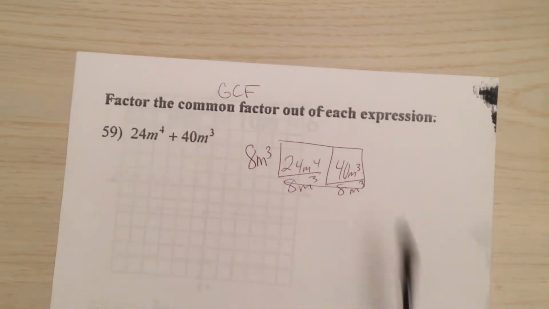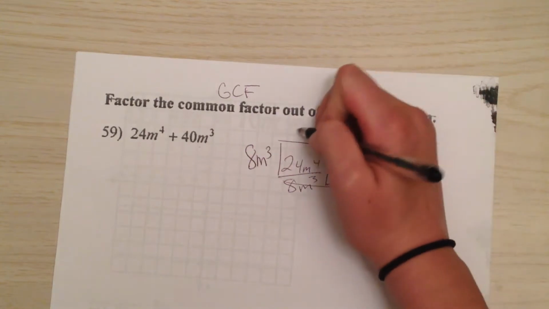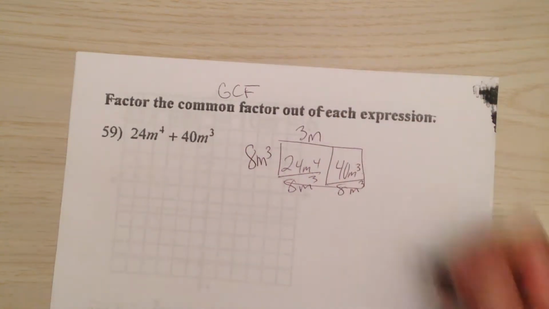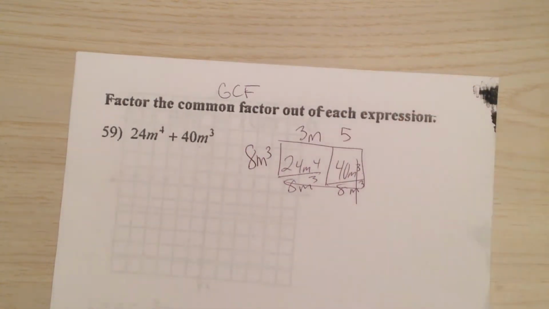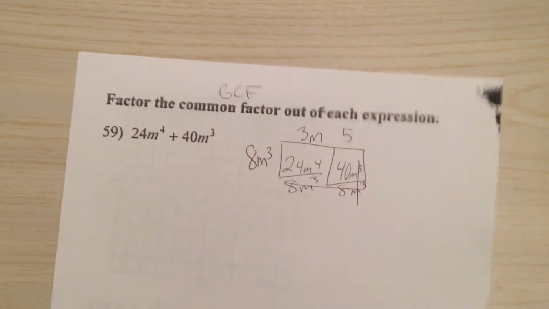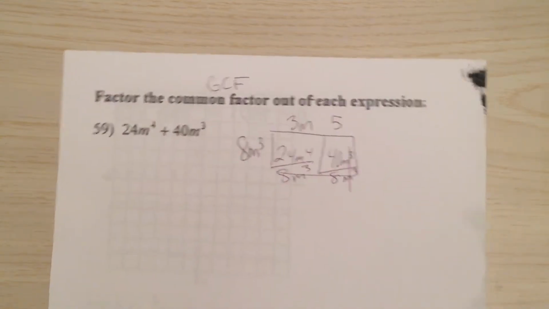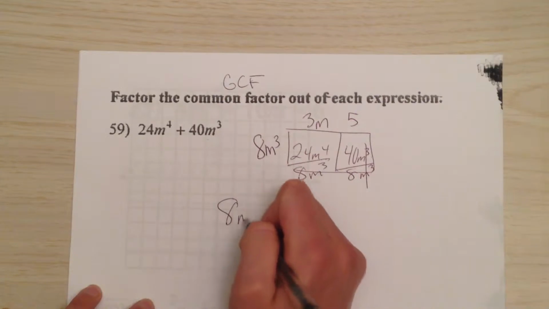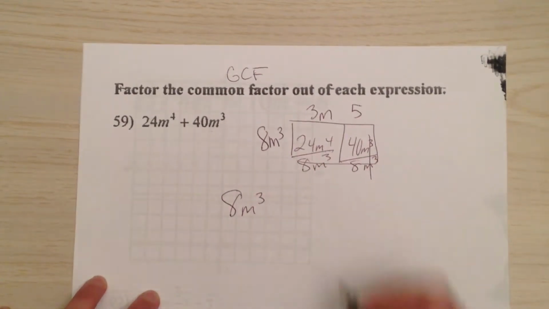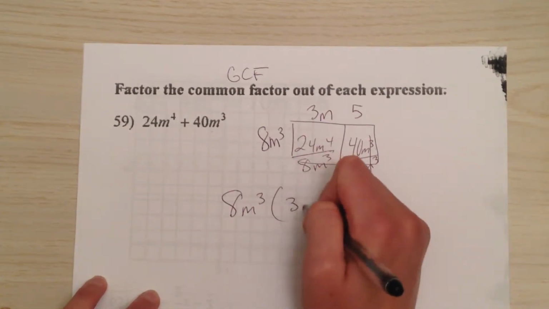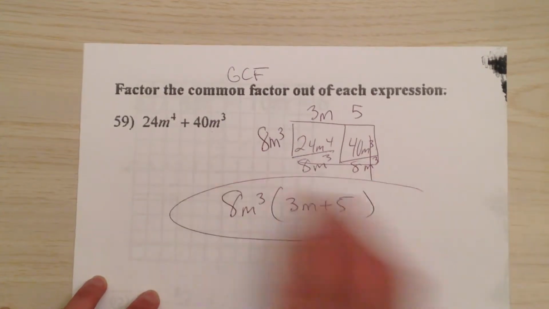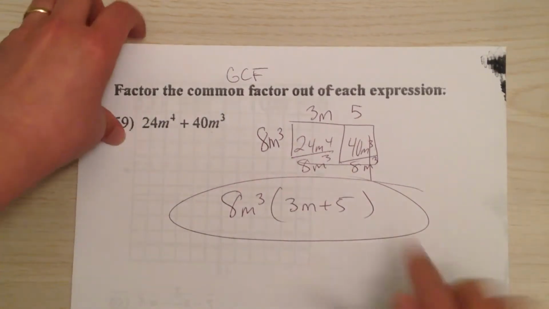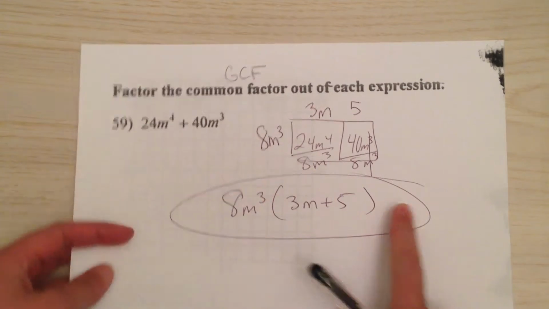So we divide by our GCF to see what's left over. So we get 3m and we get 5. So those m cubes cancel on that one. Notice our exponents subtract just like normal. So our GCF is 8m cubed, and the way we write this is parentheses what's left over. So it looks like a distributive problem when you're done. Once again, we don't have to solve that one because it just asked us to factor.